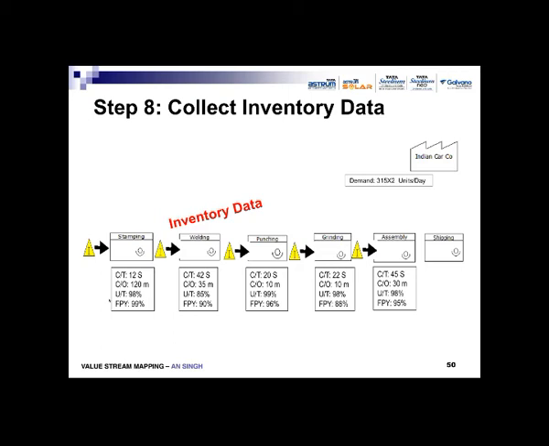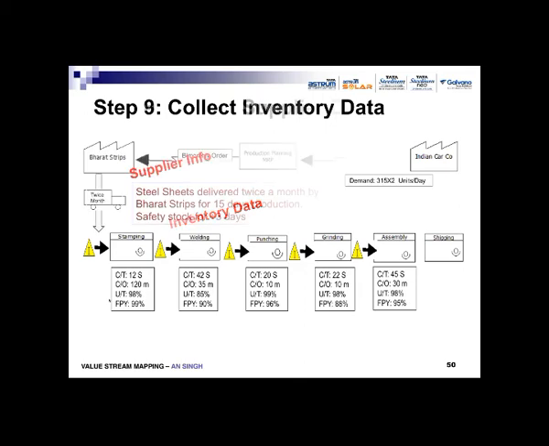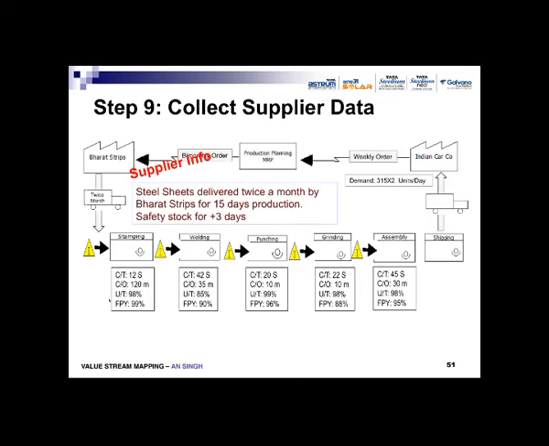When you are doing a current state map, at the time of mapping, whatever the actual inventory lying on the shop floor at different stages needs to be counted and collected to give the exact inventory status in the company. Then the next step is to collect the supplier data.